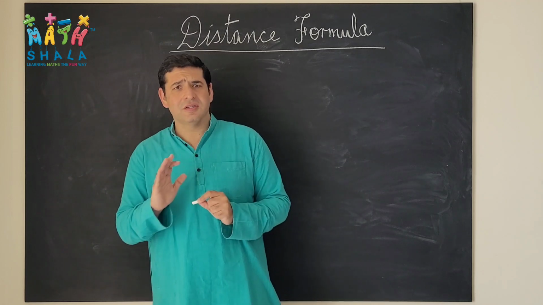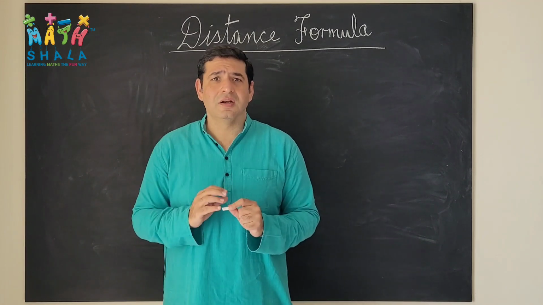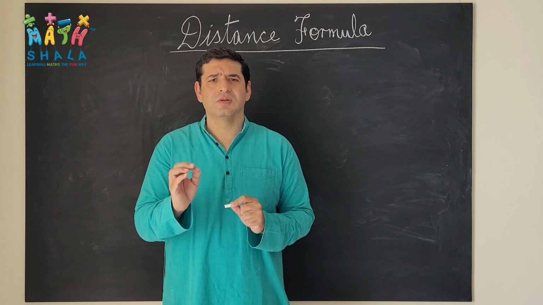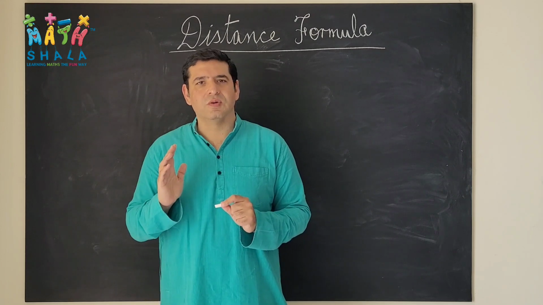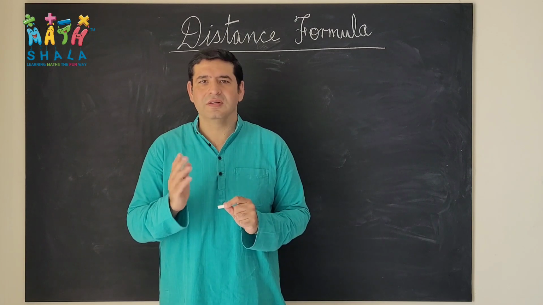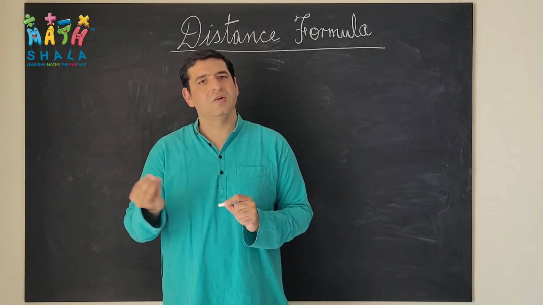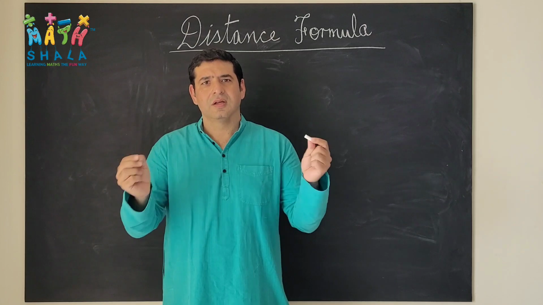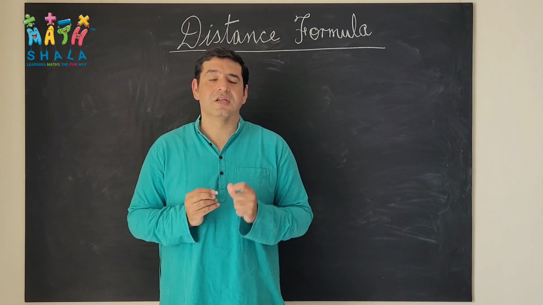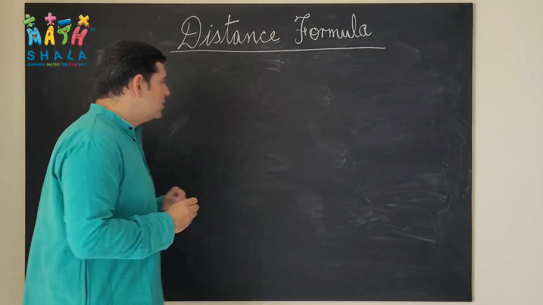We all know distance formula means taking under root of x2 minus x1 whole square plus y2 minus y1 whole square, where x1, y1 is the coordinate of one of the points and x2, y2 is the coordinate of another point. In between, we'll see how to take out the distance. But how? So let us see.